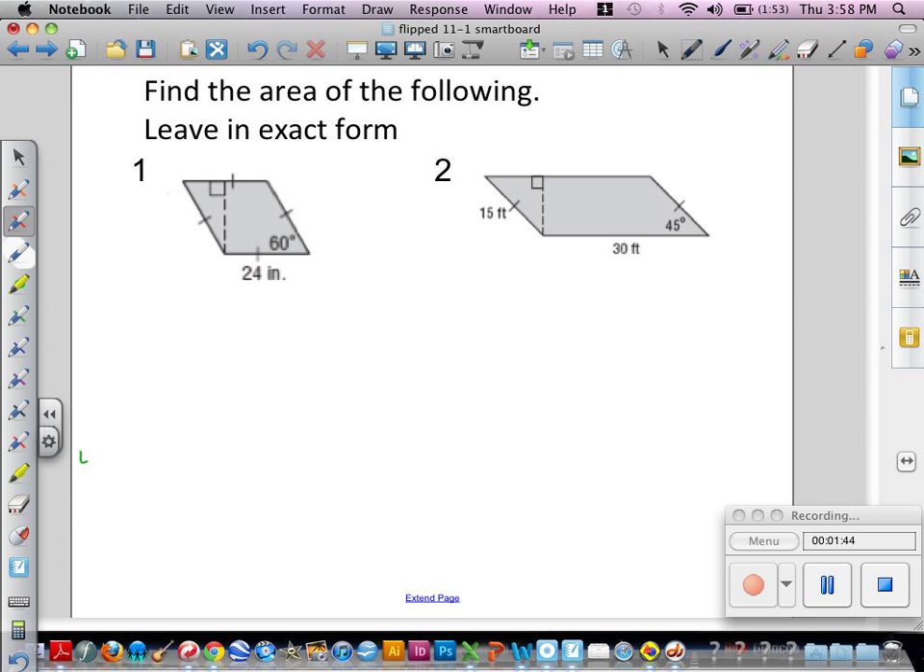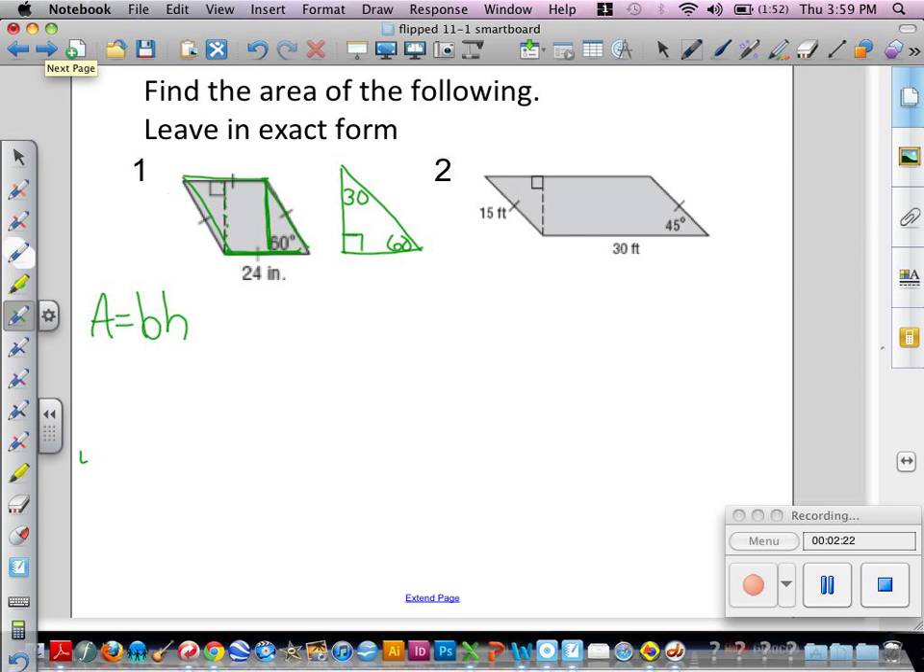Number 1 is a parallelogram, and I'm going to have to find the area. So I need my base and my height. I see I have my base of 24. I have to find the height. Now I'm going to move my height over to the other side right here, as long as it's running parallel. And I'm going to pull this triangle out to help me find that. That's a 60-degree angle. This is going to be a right angle. That's a 30-degree angle. All the sides are equal in this parallelogram, so I'm going to write 24 right there.